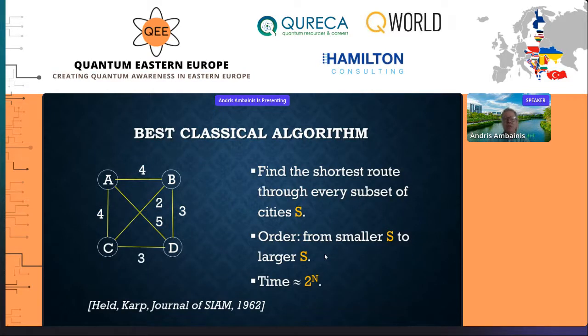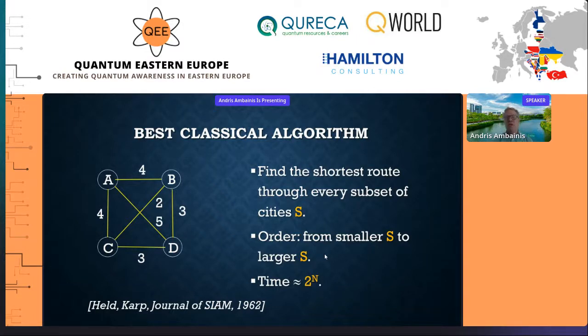And here is how the best classical algorithm works. It's actually an old algorithm. It dates back to 1962. And it's one of those algorithms for which there has not been any improvement. Here we find the shortest route through every subset of cities. We start by finding the shortest routes through every set of two cities. That's trivial. Then we use those to build up shortest routes through sets of three cities. That's slightly more difficult. Then we use shortest routes through sets of three cities to build up shortest routes through four cities, and so on.